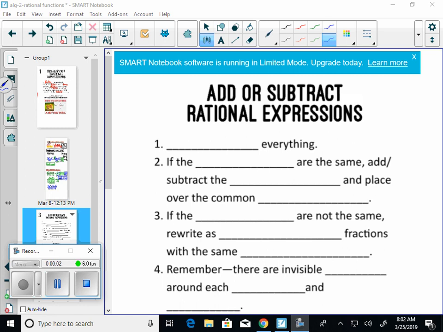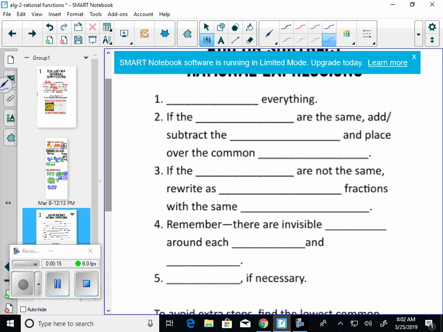We're going to talk about adding and subtracting those rational expressions. We worked last week on factoring everything and seeing what would cancel out and how not to kill a kitten, right? And so we're going to add and subtract today. So the first thing you have to do, number one, is factor everything. That's not going to go away. So factor everything.